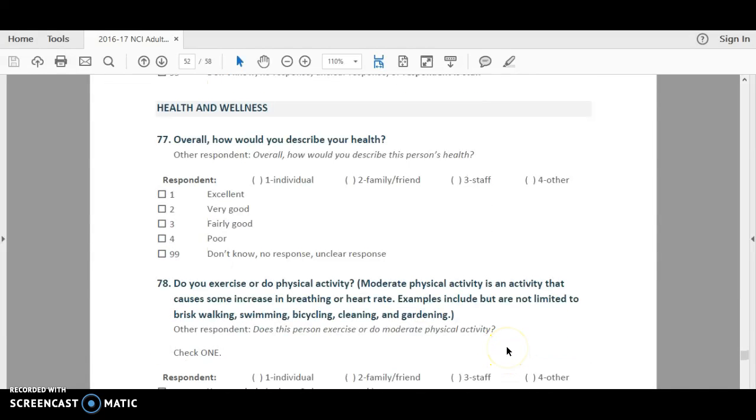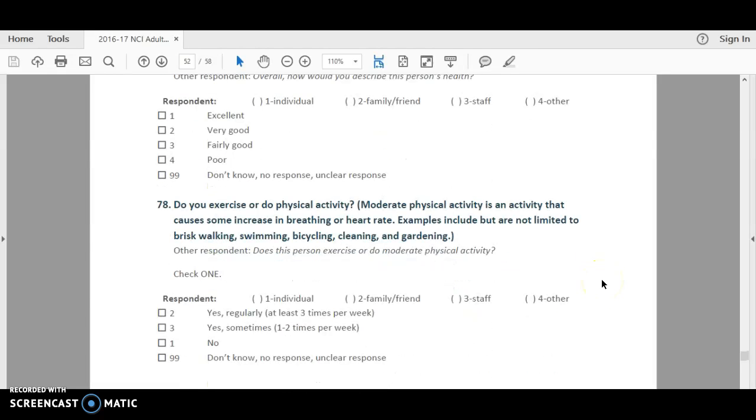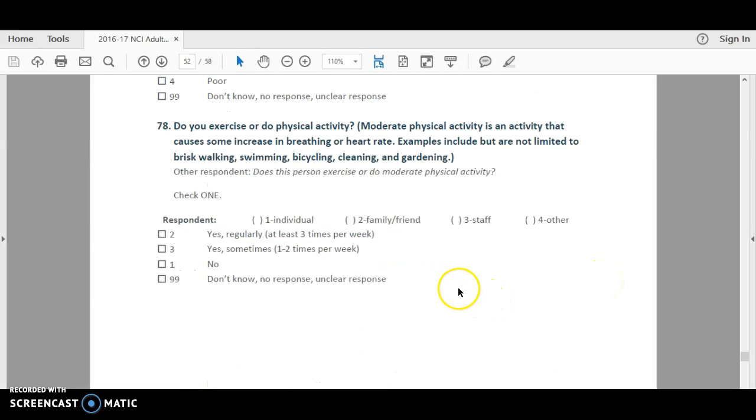We have a couple of questions about health and wellness that were brought over from the background information last year. So overall, how would you describe your health? This again is one of those spots where you can go ahead and read off the response options here. And then we want to know if the person does exercise or physical activities, and if so, how frequently.